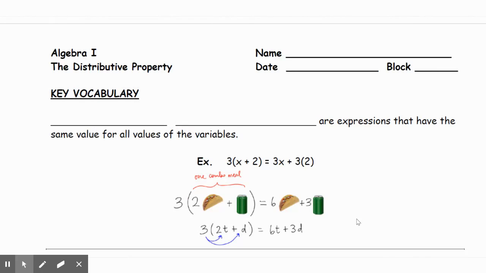So key vocabulary, equivalent expressions. We are going to be working with them this week a little bit as well. Equivalent expressions are expressions that have the same value for all values of the variable.